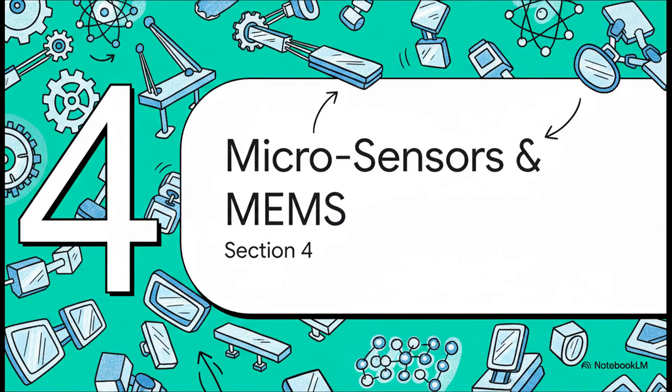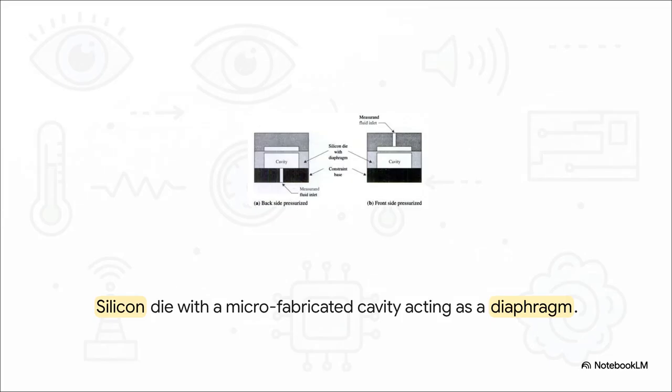Let's zoom way in for Section 4, Microsensors and MEMS. Looking at the architecture of a MEMS pressure sensor, the sensing element is a thin silicon die, and we're talking sometimes just micrometers square. Using microfabrication techniques, a cavity is etched right into the silicon, leaving this microscopic, super thin top surface that acts as a diaphragm. When fluid or gas pressure is applied through that inlet, this tiny little silicon diaphragm physically deforms.